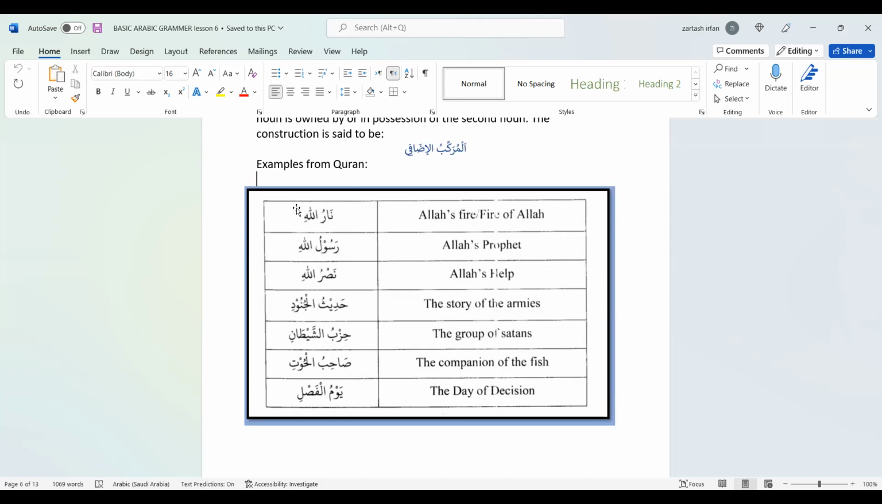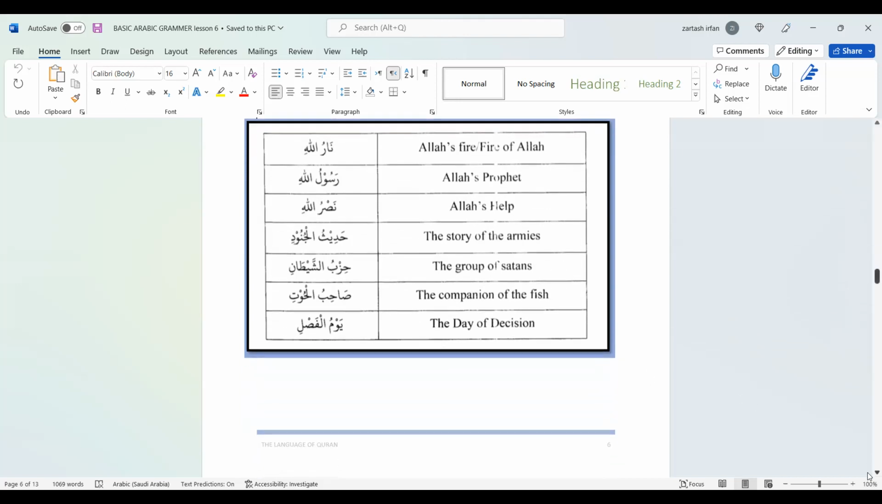and they have two components, mudaf and mudaf ilayh. Mudaf ilayh will always have a kasra. It will always be majroor, or you can say it is in the state of jar, and the mudaf will never have tanween on it.